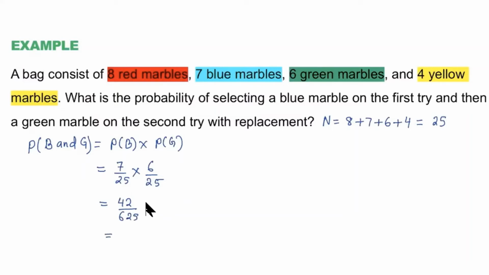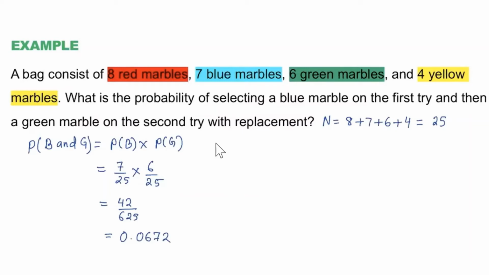So you can leave it like this as a fraction, or you change this to decimal. When you change this to decimal, you divide 42 by 625. Make sure you do it in your calculator and check it. I got 0.0672. Is that what you got? Yes. Okay. So what we have done here is we calculated the probability of blue and green. So these two are occurring at the same time.